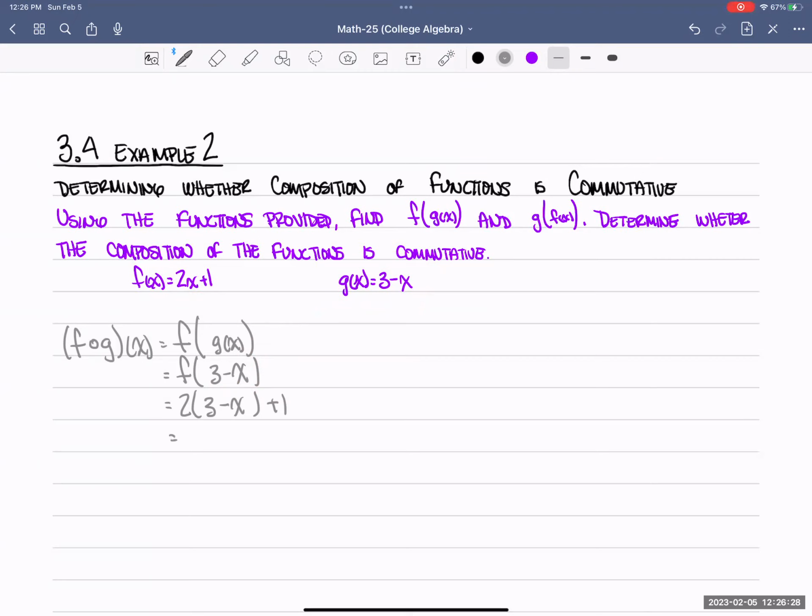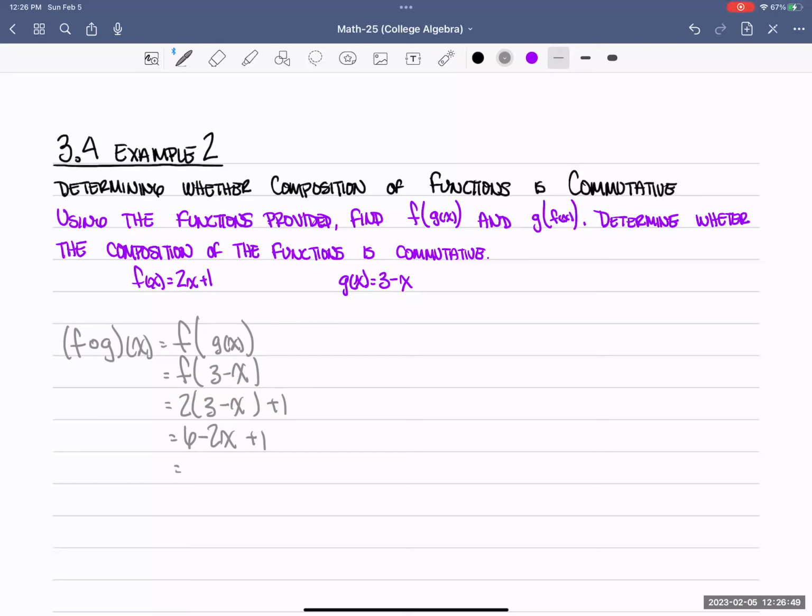And from here, let's just simplify. We could distribute that 2 through both of those terms. 2 times 3 is 6. 2 times negative x is going to be a negative 2x. And lastly, we can't forget that part. We're going to add 1 to it and see what we get.